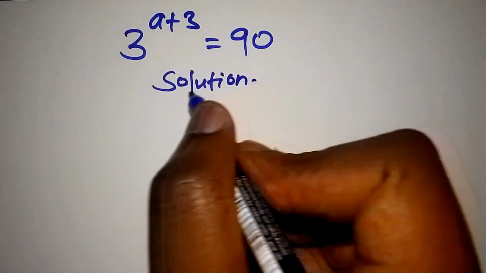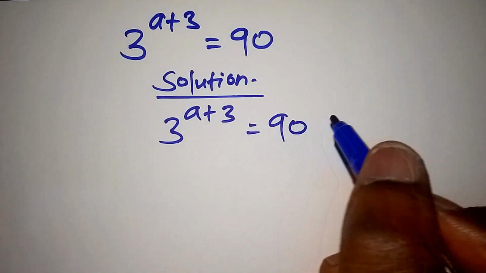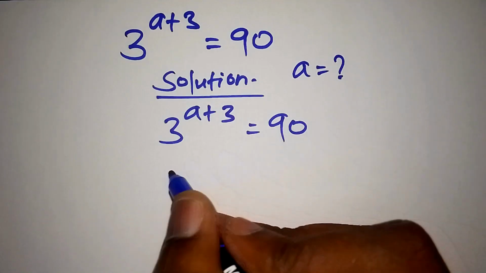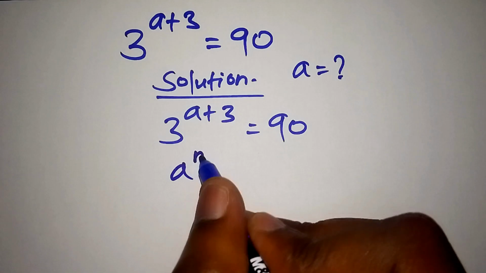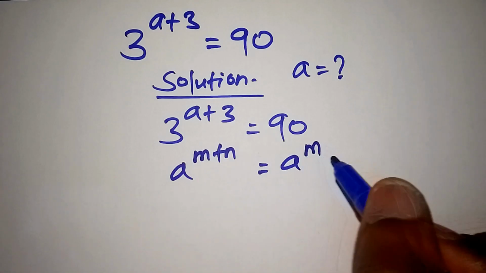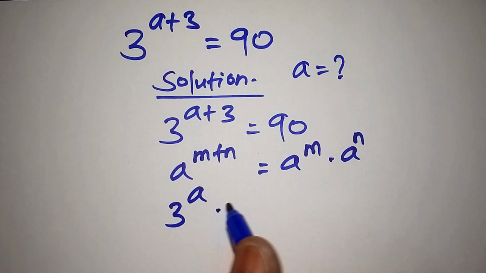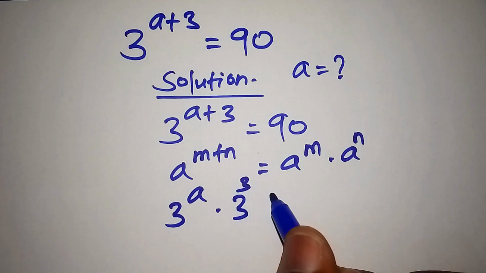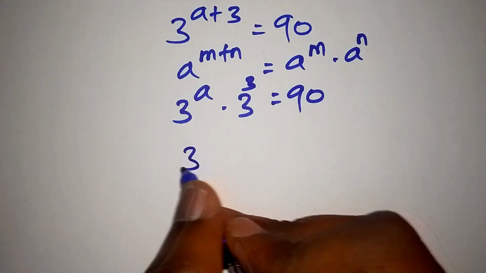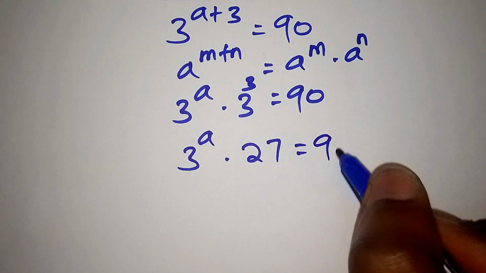In the solution, we have 3 to the power of a plus 3 is equal to 90. We are asked to work out the value for a. So how do we solve it? Assuming that we have a to the power of m plus n, we shall work it out as a to the power of m multiplied by a to the power of n. So here we shall have 3 to the power of a multiplied by 3 to the power of 3 is equal to 90. From here, 3 to the power of a multiplied by 3 to the power of 3, that is 27, is equal to 90.